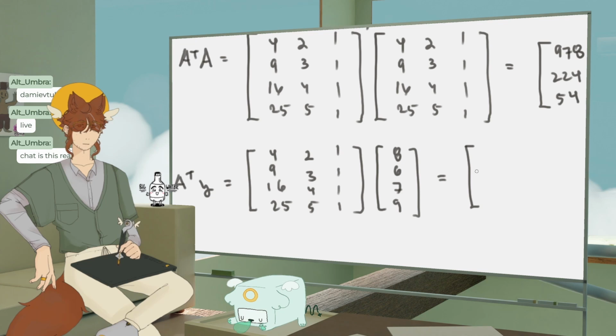Alright. Okay, this one I'm gonna have to also put into calculators. This one's the big numbers. So 4 times 8 is 32. Plus 9 times 6, 54. Plus 16 times 7, I don't know what that is. Plus 25 times 9. 423.